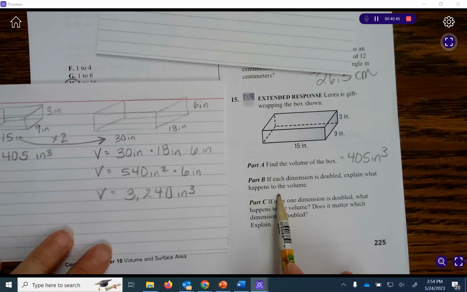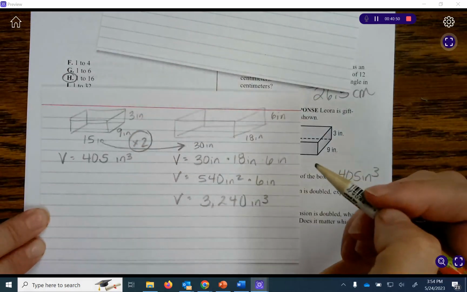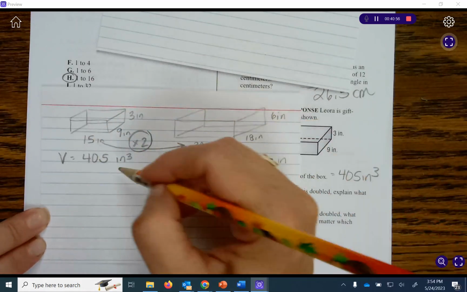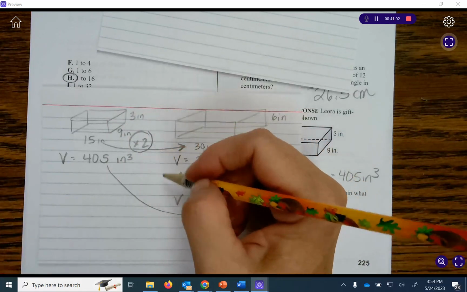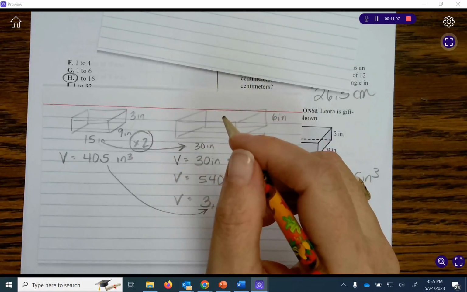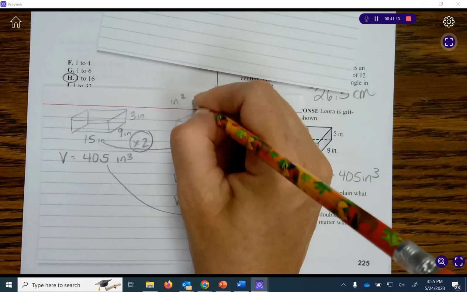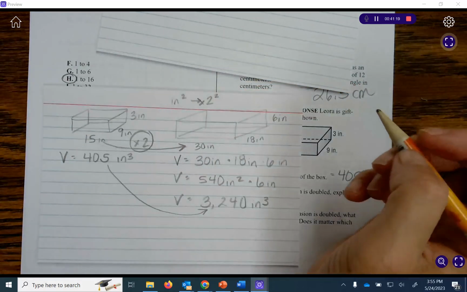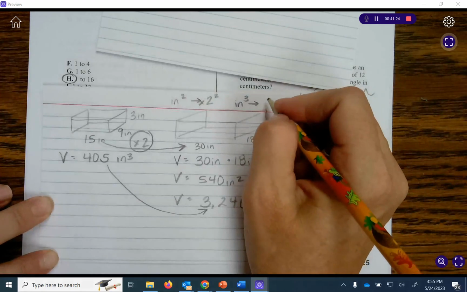So what happens to the volume when each dimension is doubled? We multiplied all of these measurements by 2. So what is that going to do here? Well, obviously it increased it. And here's the thing. Remember I told you a few problems back that if it was area, since area was a squared measurement, inches squared, that means that we'd have to do 2 squared and multiply by that. Well, this is inches cubed. So what do you think we're going to have to multiply by?